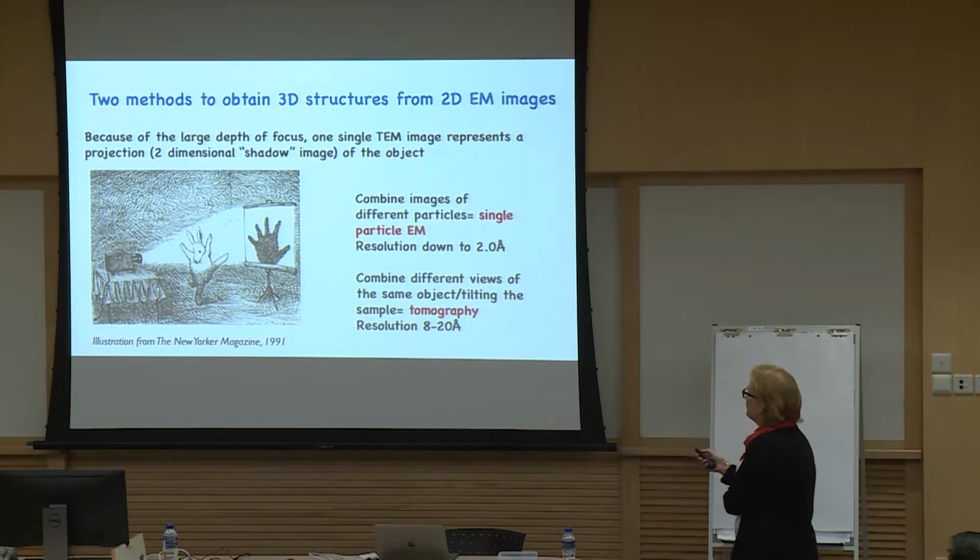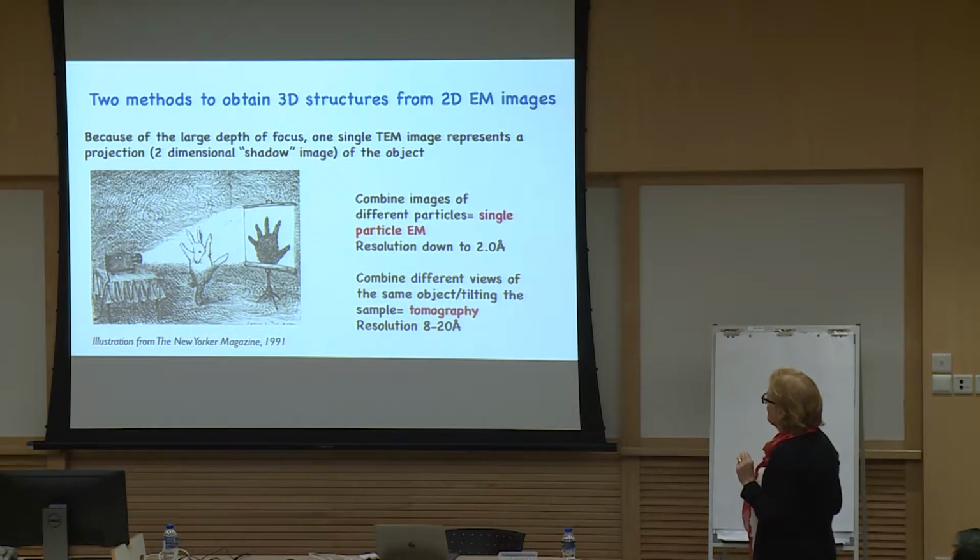So there are 2 methods for obtaining three-dimensional structures from 2D images. Because of the way we focus the beam, and because of the large depth of focus, one single TEM image represents a projection. So it's really a projection, or a shadow, of the object. So in single particle EM, we combine images of different particles, which means we combine, as you will see, the different views of the same particle to then calculate the three-dimensional structure.